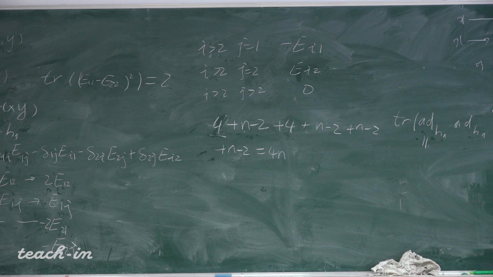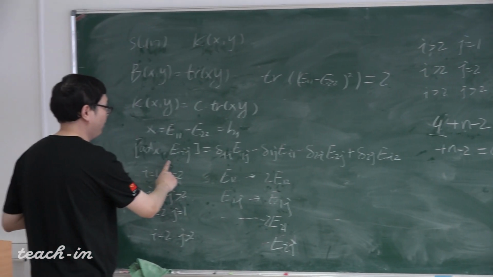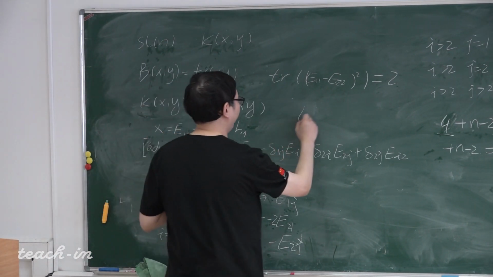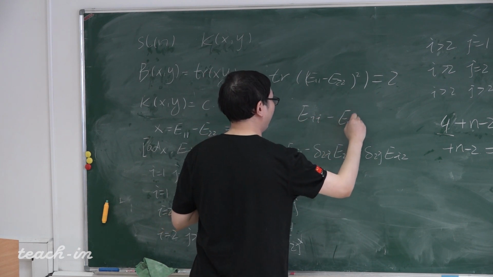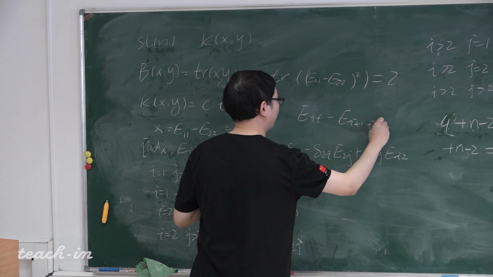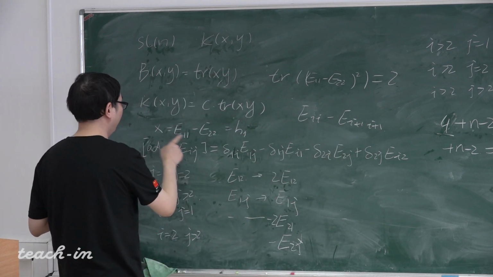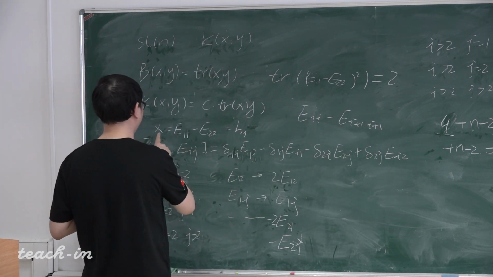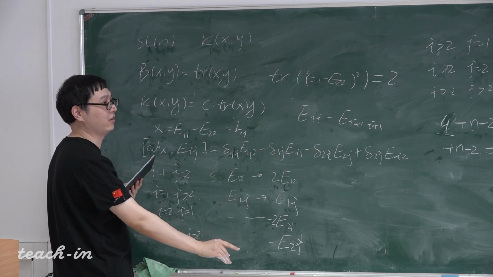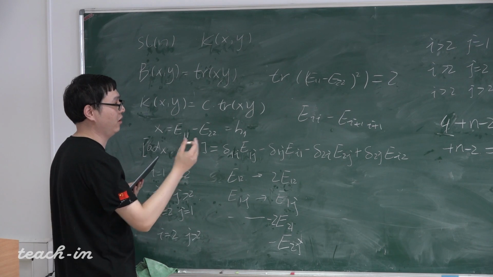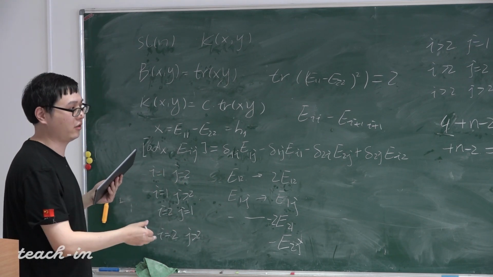And it remains to see that it's actually not all the bases. There are some bases E_ii plus E_{i+1,i+1}. And it's easy to prove that the commutator of x and this is 0. So it gives us nothing for the rest of the bases. It doesn't give us a 0 eigenvalue.